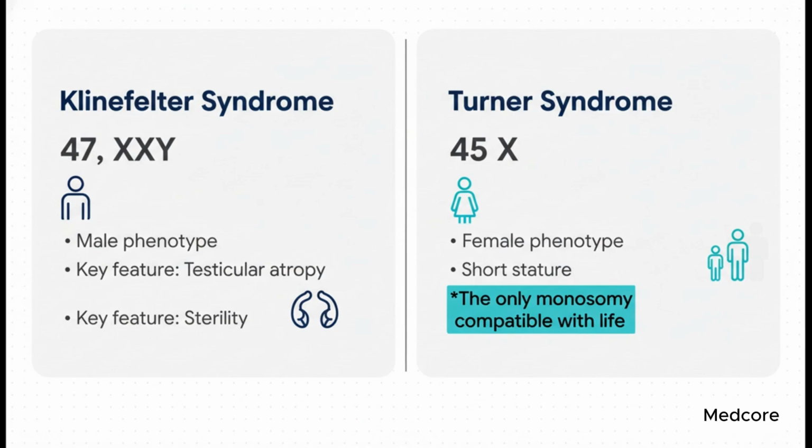On one side, you have Klinefelter syndrome, which is 47XXY. These are phenotypically male, but they have an extra X chromosome, leading to issues like sterility. On the other side is Turner syndrome, which is 45X. Now listen up, this is huge. Turner syndrome is the only monosomy that is compatible with life. The only one. And even then, something like 98% of these fetuses are spontaneously aborted. It's just incredibly rare for them to make it to term.